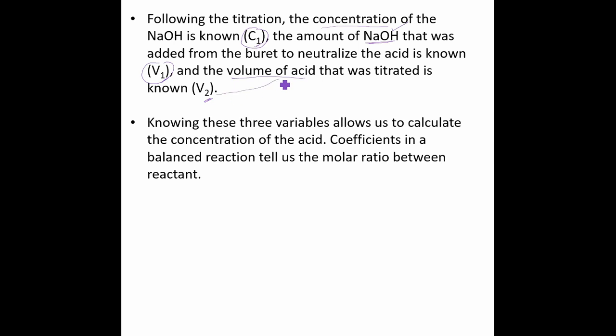So in this case, the 2 is specific for the acid. The number 1 is specific for the base, the sodium hydroxide. The number 2 is specific for the acid. So that means what we're trying to find out is the concentration, C2, and that one will be the concentration of the acid. As long as we have 3 of the 4 variables, 2 volumes and 1 concentration, that will allow us to calculate what the concentration is of the acid, which is what we are trying to do. The coefficients in this balanced reaction are going to show us what the molar ratio is going to be.